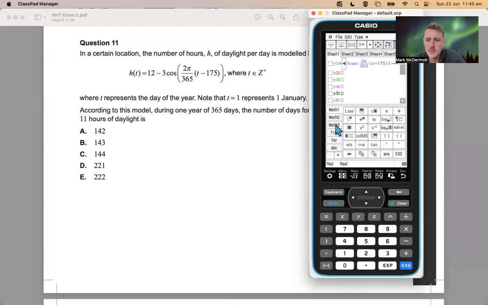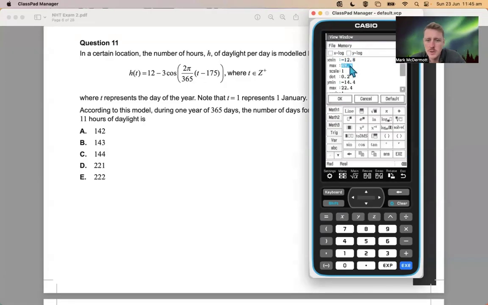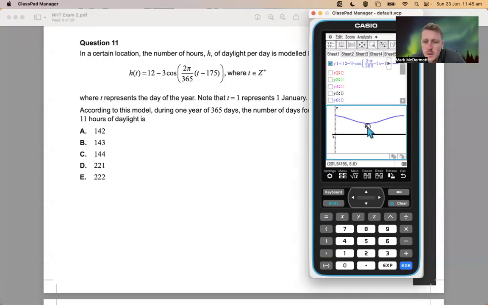We only want to graph it between 0 and 365. I reckon this question is quite tricky under time conditions. If you graph that, it doesn't appear, but I reckon it's there if we zoom out. So we're getting something like this. It's got a very long period, so we need to change our maximum x value. Let's make it 400. Okay, so we get something like this. Now we put in a horizontal line at 11 and graph that.